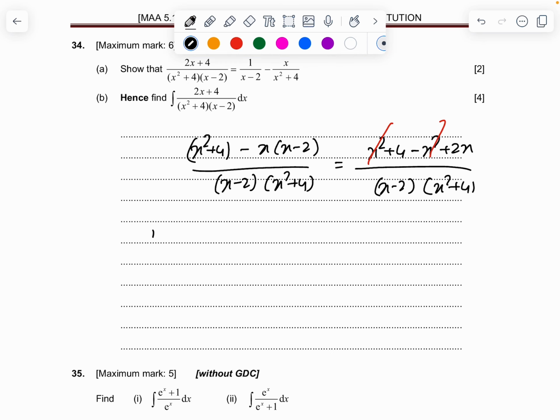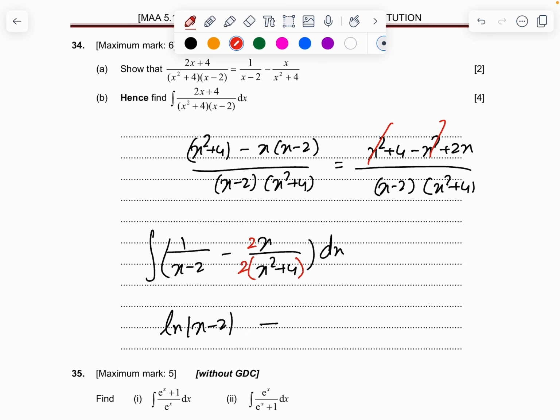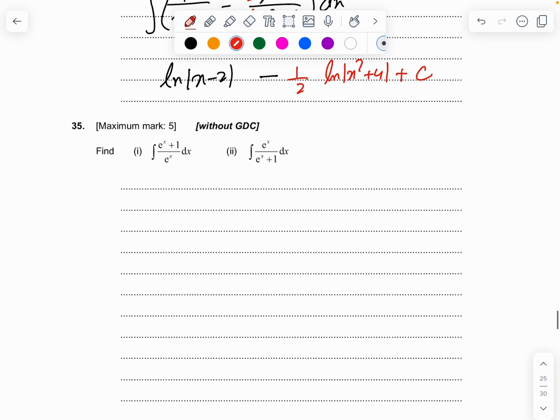So now the integral will be integral of 1 upon x minus 2 minus x upon x square plus 4 dx. So this becomes ln of x minus 2 minus, you can see that 2 is missing, so it becomes 1 upon 2 ln of x square plus 4 plus c. Next, question number 35.